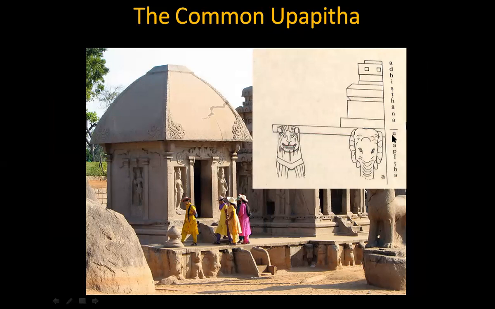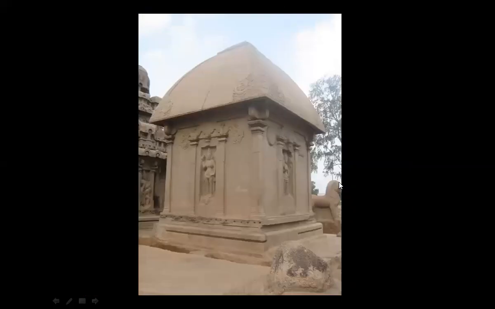If you see here, this is an ASI drawing. There is an Upapitham with the elephants and lions. On top of the Upapitham, you have the Adhishthanam, and the Adhishthanam has all the elements: Upana, Jagati, Kumuda, Kampa, Kantha, Pratika, Vedya. But all those elements are standing on a platform. So this is called the Upapitham.